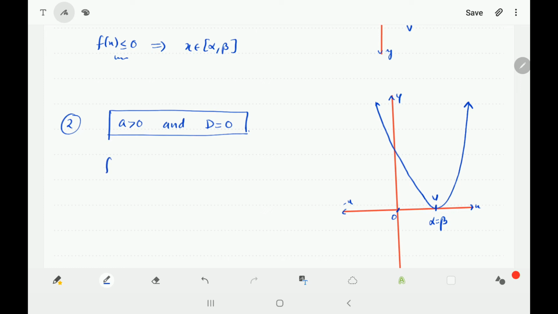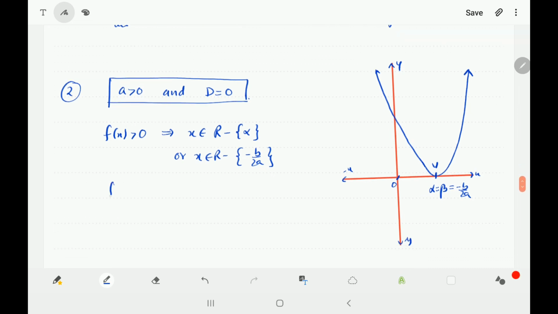Secondly, if we ask this kind of question, that f of x is greater than 0, what are the values of x for which f of x is positive, then the answer will be x belongs to R minus alpha, or we can write it as x belongs to R minus b by 2a, because the value of alpha will be minus b by 2a as D is equal to 0. If I ask you where f of x is less than 0, then the answer will be x belongs to phi, because in this case f of x is not less than 0.